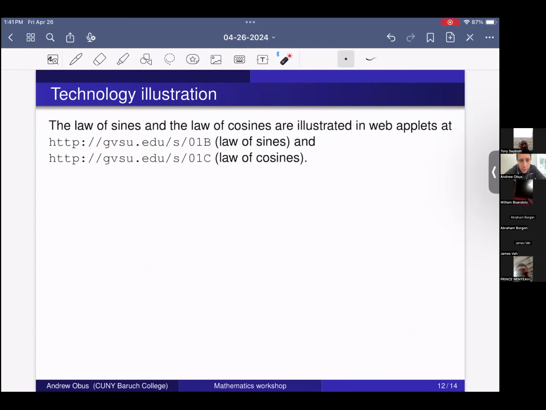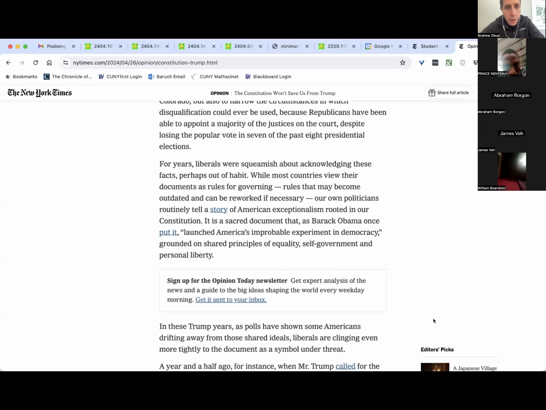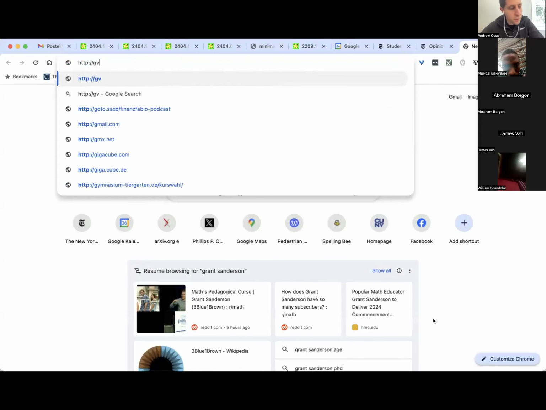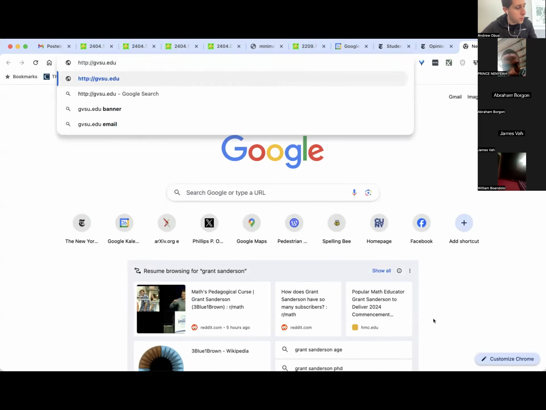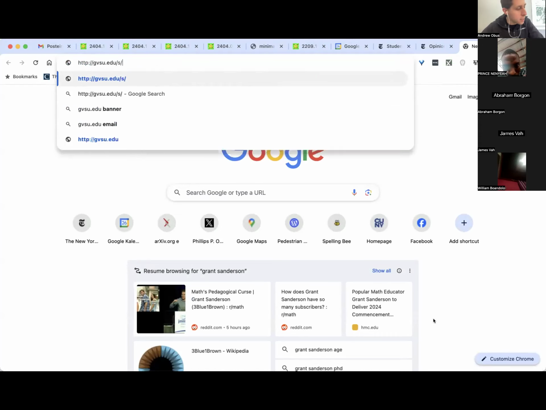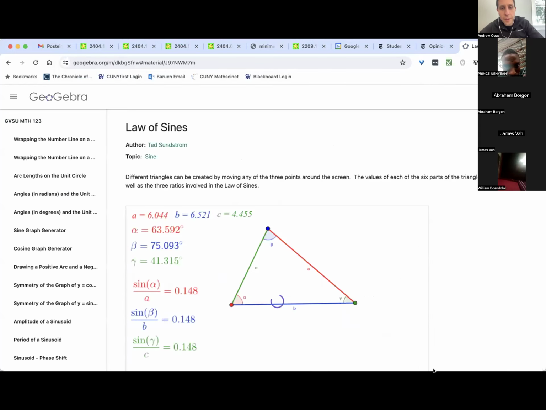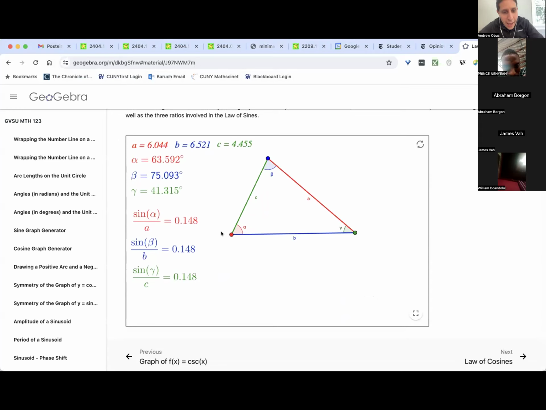Let me go to the following website, gvsu.edu/s/01b. This illustrates the law of sines, and it's based in GeoGebra. You can use a mouse and you have a triangle here. It tells you the angles, which they call alpha, beta, and gamma, and it has the lengths of the sides, A, B, and C.